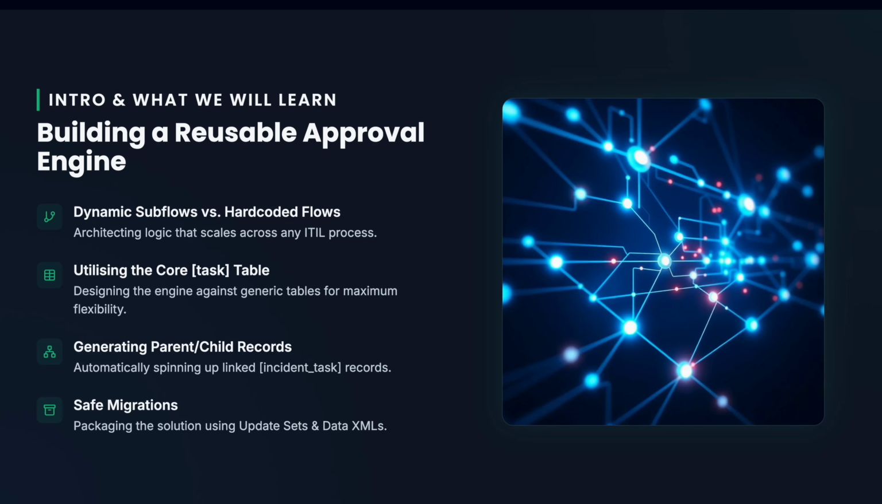Today, we're building a fully dynamic, reusable approval engine. Instead of hard coding a flow just for one scenario, we're going to be architecting logic that scales across any ITIL process. We will do this by using the core task table, the true backbone of ServiceNow. This is because tables like incident, change, and problem extend from it. So building our engine here guarantees maximum flexibility. Finally, we will automate our parent-child records and package the whole solution safely for migration.